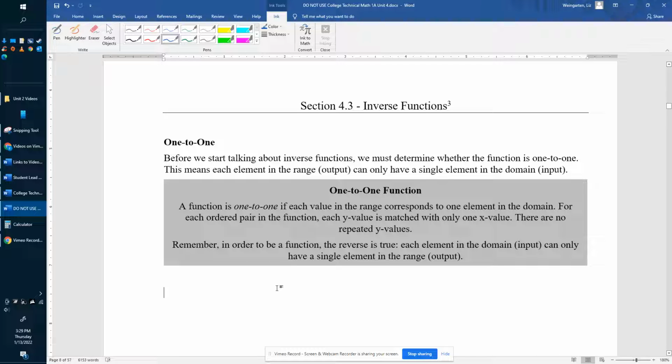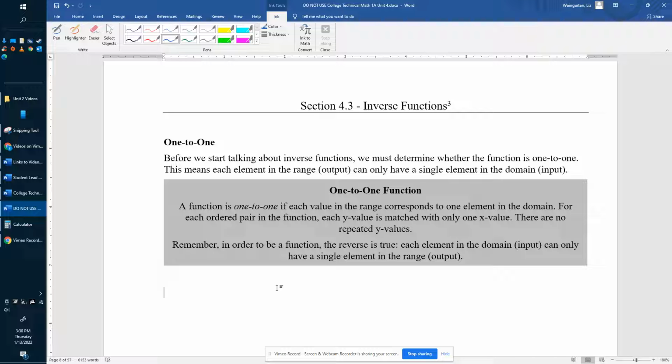Before we can get too far talking about inverse functions, we have to start by talking about one-to-one functions. A one-to-one function is a function in which each value in the range corresponds to one element in the domain.